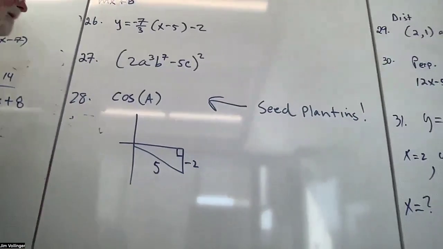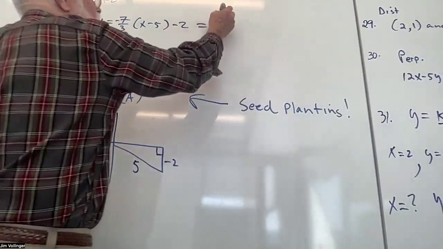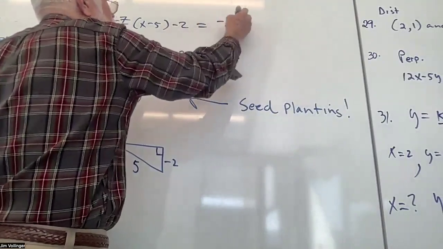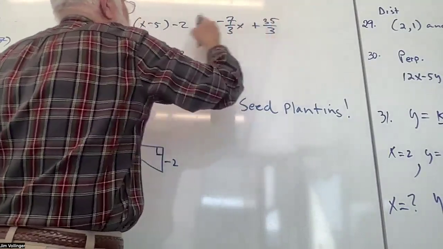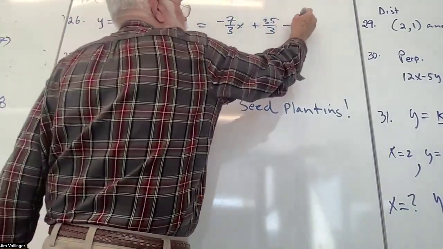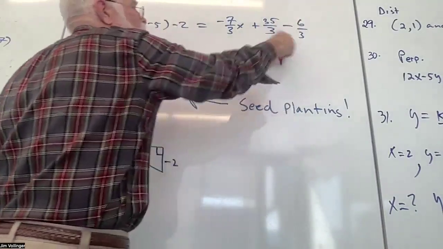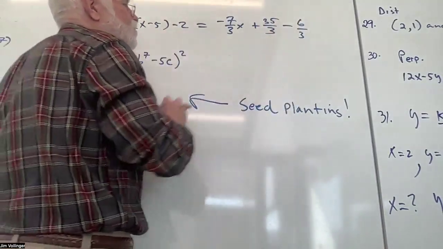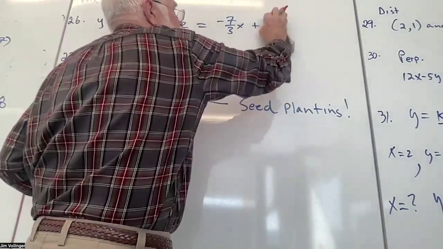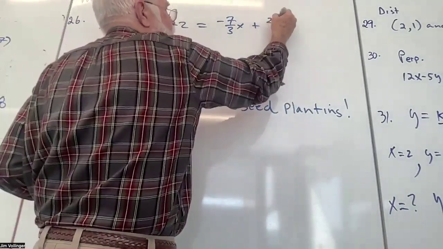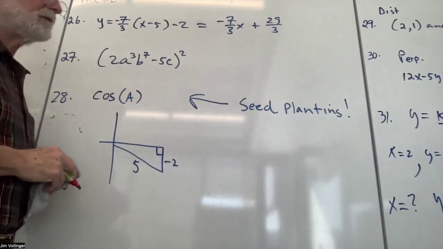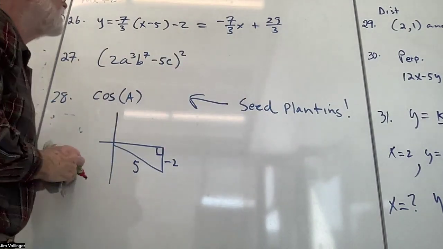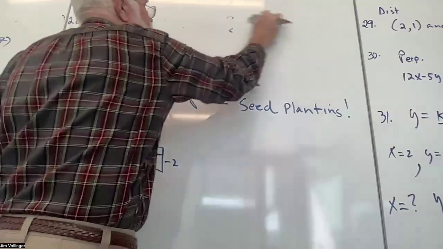mx plus b. All right, so hopefully you're doing this. Minus 7/3 x plus 35/3. Minus 2 is minus 6/3. Then I hope you're putting the thirds together to get plus 29 over 3. There's your practice. Multiplying a few fractions, adding and subtracting fractions, and you want to get good at it, then practice it. That takes care of that one.